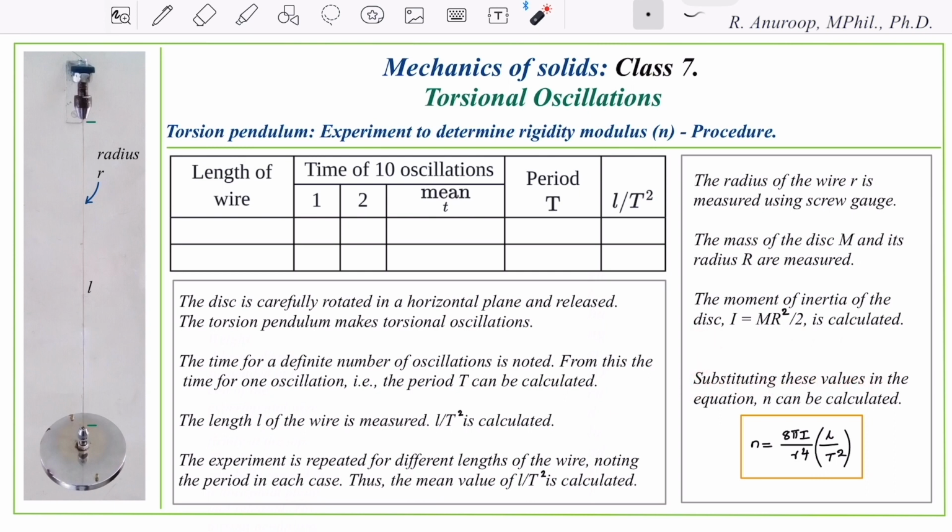From these readings, we can find out the rigidity modulus N of the material of the wire as N is equal to 8 pi I by r raised to 4 into L by T square.